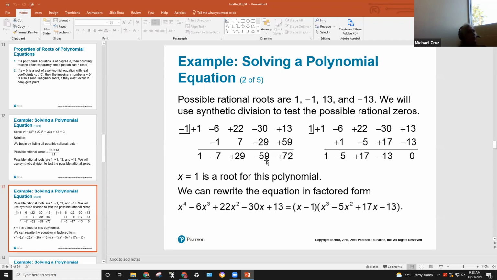But on the next one, we've got one, bring that down. One times one is one. And we got negative five. And then negative five times one, negative five, brings us 17. One times 17 and take away 30 is negative 13. One times negative 13 is negative 13. And look at that, there was already a positive 13 up there. So those add out to zero. So x equal to one is one of the solutions. All right?